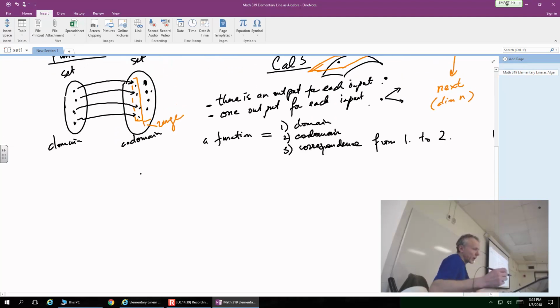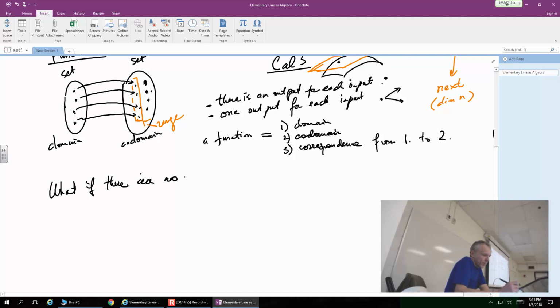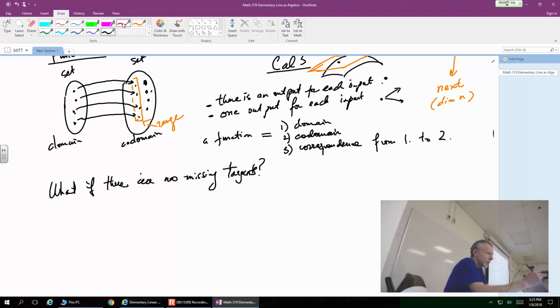Okay, then the question that I want to ask you is, what if there are no missing targets? It is an informal word, but I hope you see the picture and know what I'm talking about. So once again, there might be missing ones. What if there are no missing ones? What do we call such a function?